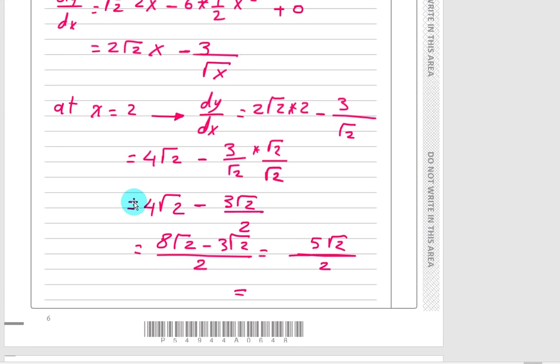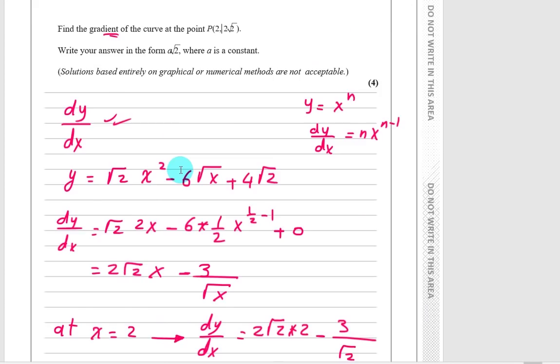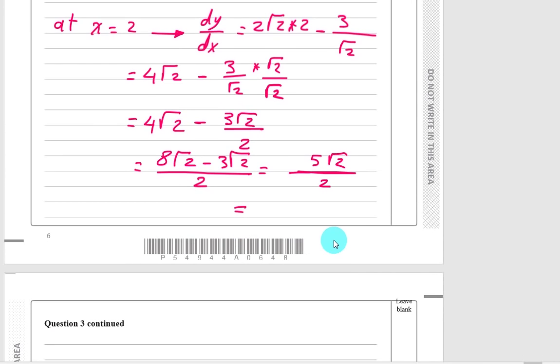So we want it as a square root of 2, so it's 5 over 2 square root of 2. So this is your answer. Okay.